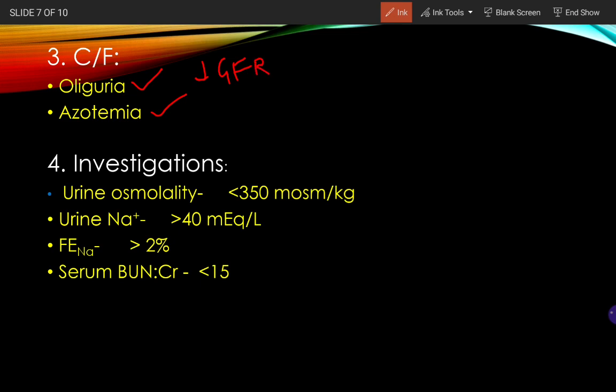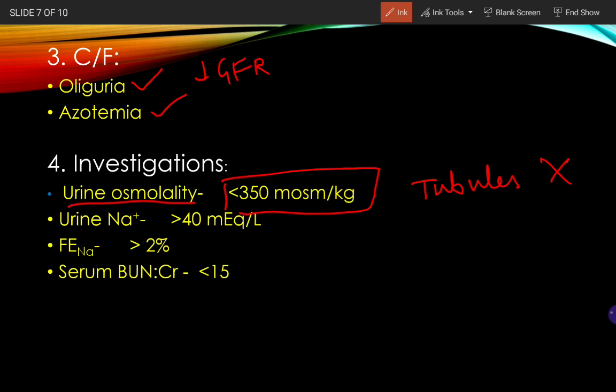Now coming to the investigations, they are slightly different from your pre-renal ones. Your urine osmolality will be less than 350 milliosmol per kg, which means it is decreased. It means your urine is not getting concentrated properly. This is because your tubules are damaged. Your tubules are the ones that are supposed to concentrate your urine. So this can tell you that the cause can be some pathology within the kidney, an intrarenal cause.